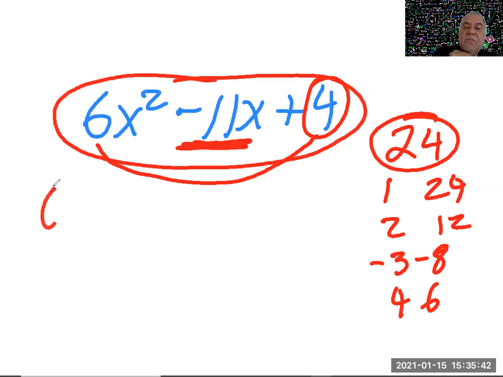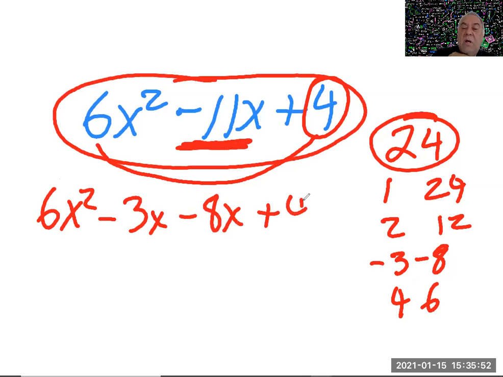So you end up with 6x squared minus 3x minus 8x plus 4. Notice that I took that 11 right here and I just split it up into minus 3 and minus 8. But because it has an x on it, it's minus 3x and minus 8x. So that's all I've done so far. I've just split the minus 11 into minus 3 and minus 8.